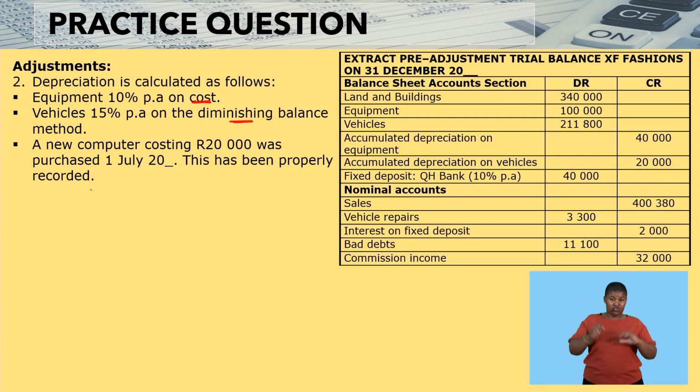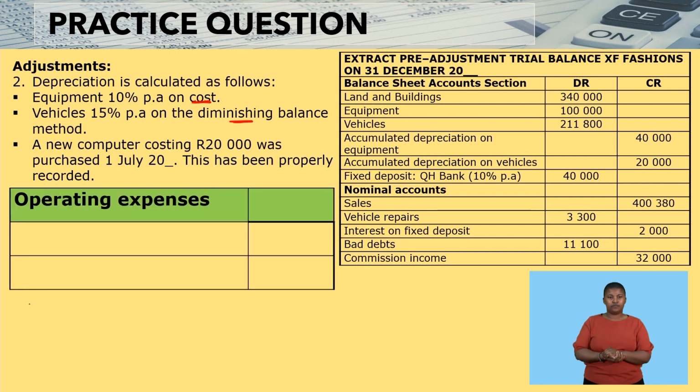Very important. The moment they tell us that this has been properly recorded, okay? We want to see where we're supposed to record our amounts. So we need to calculate depreciation. Let's start with equipment. Our equipment is 100,000. However, we are told that a new computer costing 20,000 was purchased on 1 July. So this has been properly recorded.